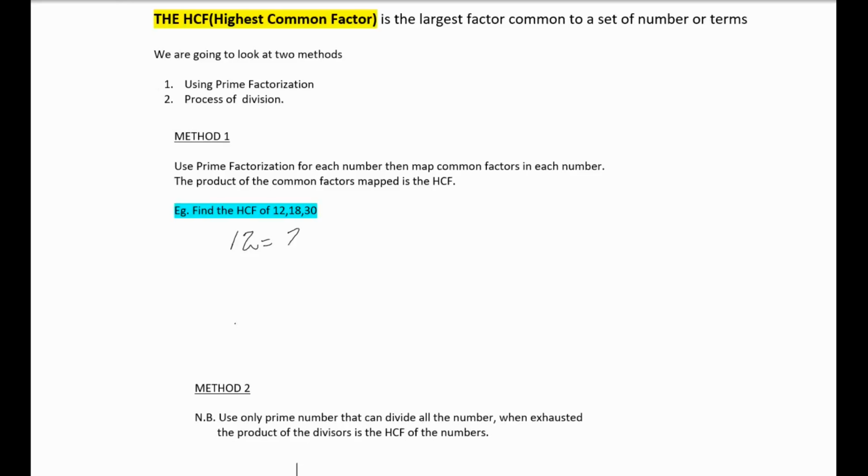So this is 2 times 2 times 3. 18 is 2 times 3 times 3. 30 now is equal to 2 times 3 times 5.